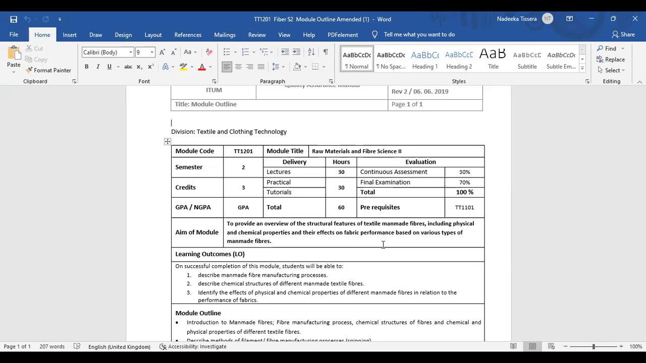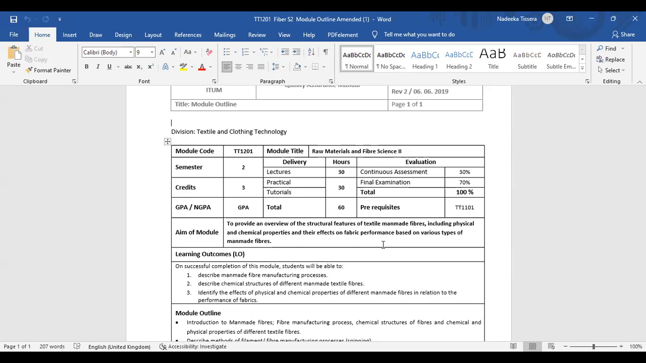When it comes to innovation and new property development, again, how you are going to attach those modifications, or maybe a nanoparticle, to the textile, in that also the chemical structure of the fiber plays an important role.